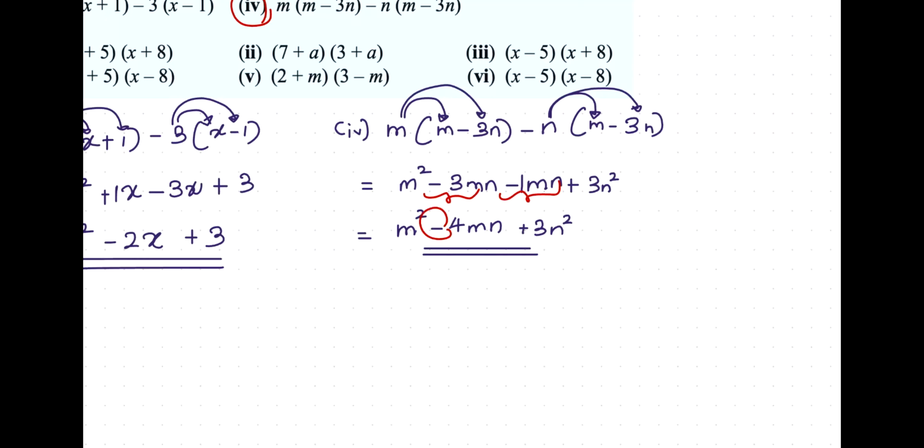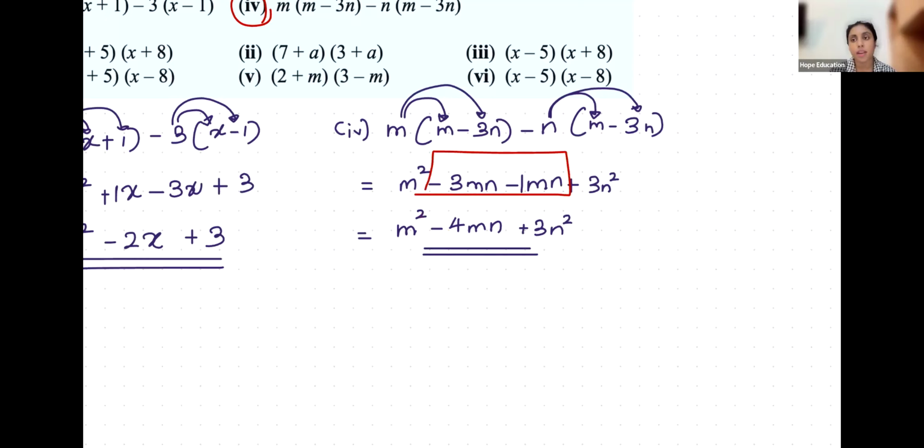No. Why? Here it is not multiplication. Here it is addition and subtraction. Minus 3mn minus 1mn means here minus 3 and here minus 1. Altogether there are 4 minuses. So that is minus 4mn.